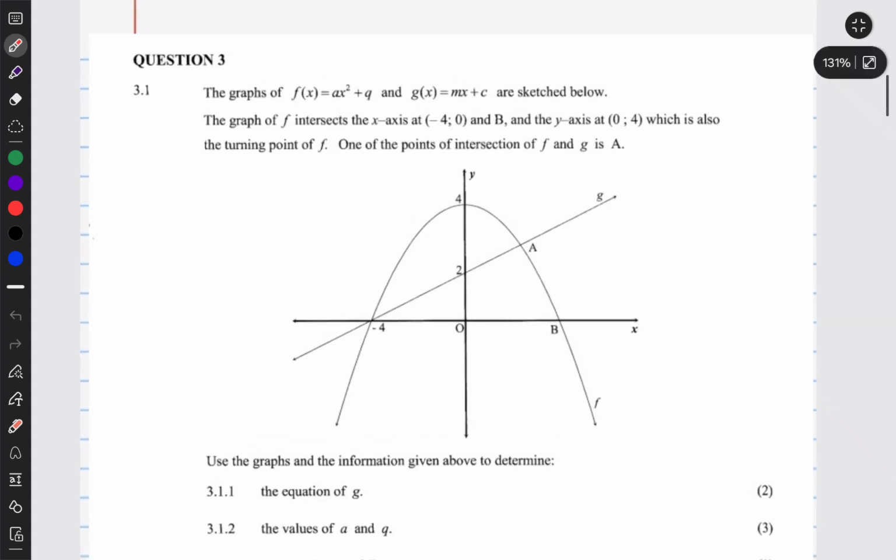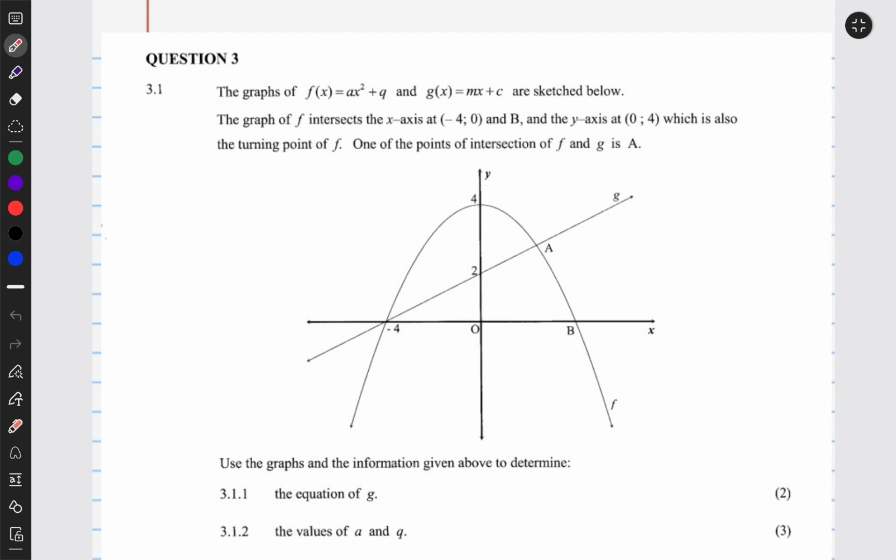So we have question 3, and the statement reads as follows. The graph of f of x is equal to ax squared plus q. What does that tell us? Once we see that x squared, we know we are dealing with a parabola. And that plus q is our turning point, and also the y-intercept. And g of x is equal to mx plus c. mx plus c is what function? That is a straight line. We are dealing with a straight line because of that mx plus c, as sketched below.